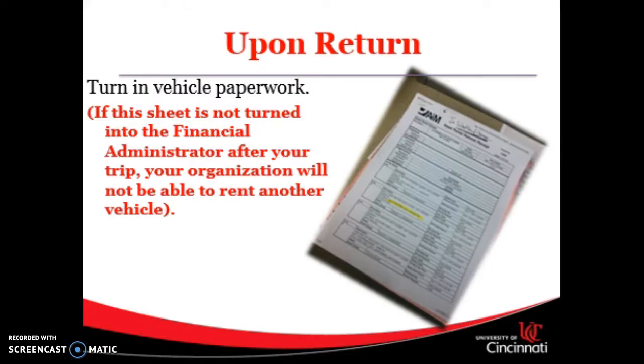When you pick up your vehicle, you will be given paperwork from Transportation Services. It is your responsibility to turn this paperwork back in to SALD financial administrators at most 3 days after your trip. If you lose or forget the paperwork given to you, you will have to contact Transportation Services to get copies. If this paperwork is not turned into the financial administrator, your group will not be able to rent another vehicle until this paperwork is received. No exceptions. If lost, it is the organization's responsibility to contact Transportation Services to get a copy.